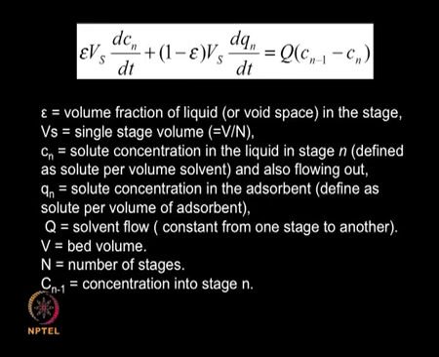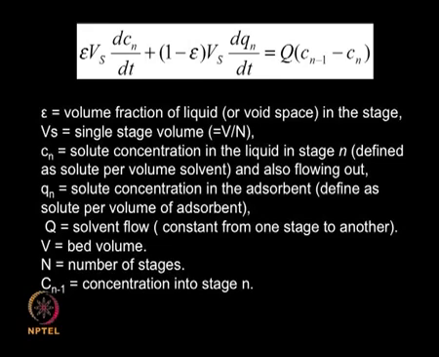Whatever is coming in is Q into C(n-1), where C(n-1) is the concentration of the solute entering from the (n-1)th stage. Cn is the concentration of the solute leaving the nth stage. Q is your solvent flow rate. We assume that the solvent flow rate is constant in each of the stages. So Q into C(n-1) is the solute coming into the stage, and Q into Cn is the solute going out of the stage, so there is a minus term. This is the mass balance.